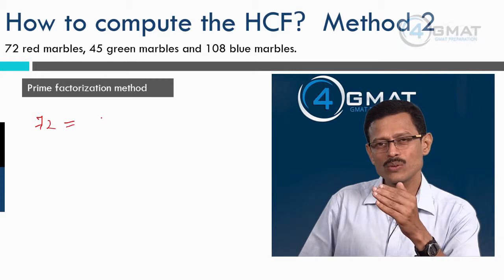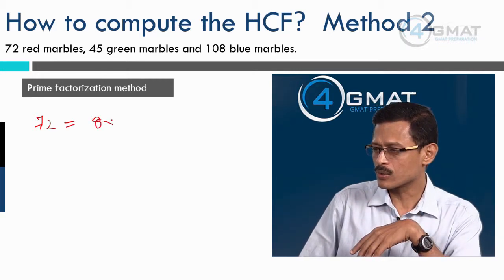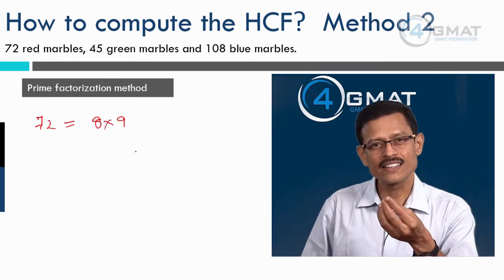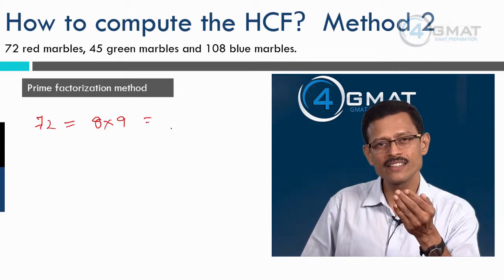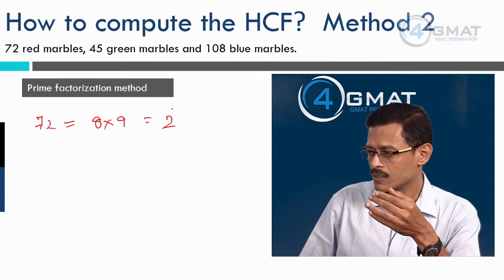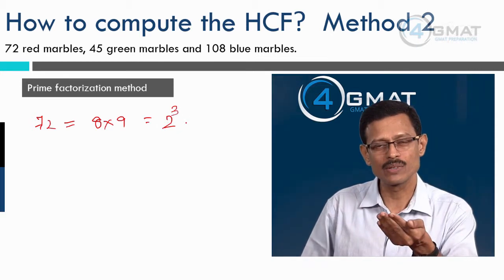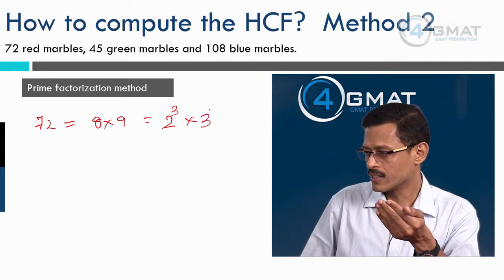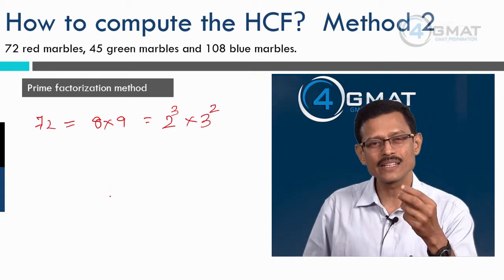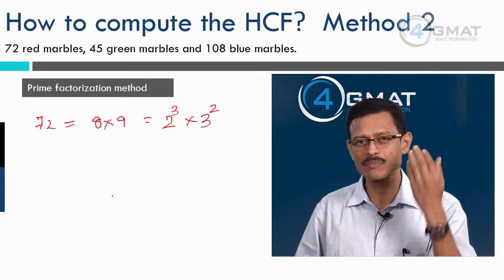Right? 72, as I look at it, I can write it as 8 into 9. Quickly I realize that 8 is not a prime number, so I'll try and prime factorize 8. 8 is actually 2 raised to the power of 3, 2 cube. And similarly, 9 is also not a prime number. I can prime factorize 9 as 3 into 3, which is therefore equal to 3 square. So I have basically written 72 as two parts that I know, which struck me first.